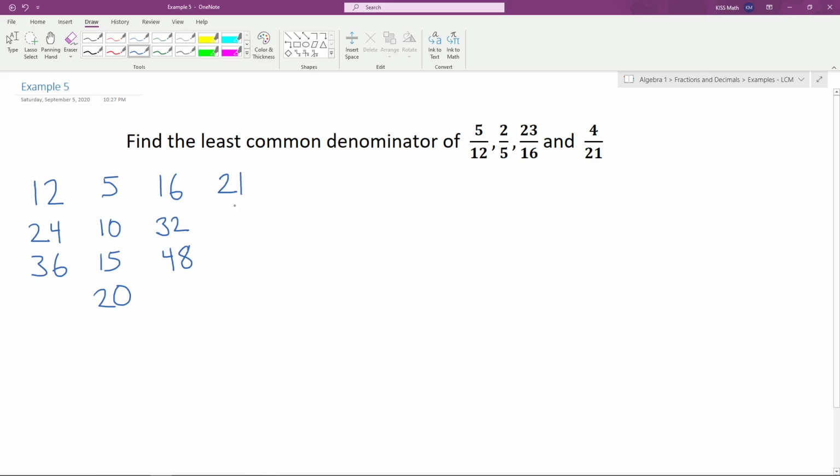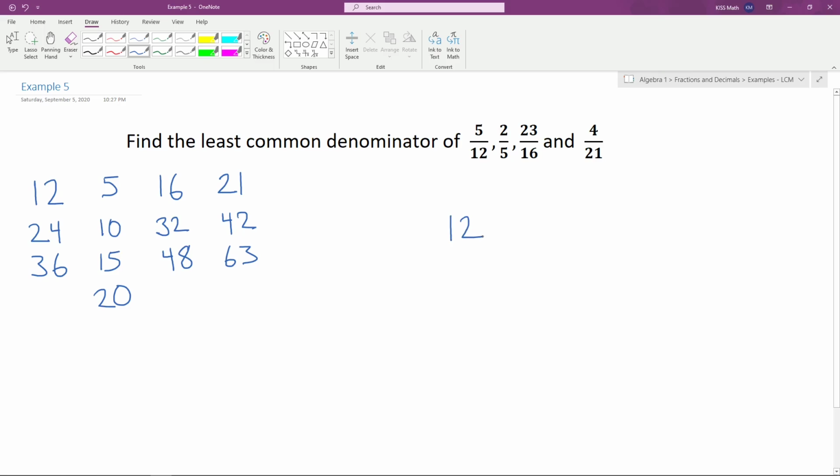And then 21, 42, 63. So I can see that this 21 is going to be giving me problems because the numbers will get so large that I'll have to list out a bunch of multiples on the other denominators to try and find a match for it. So in this case, the best way is to use the ladder method with 4 denominators.